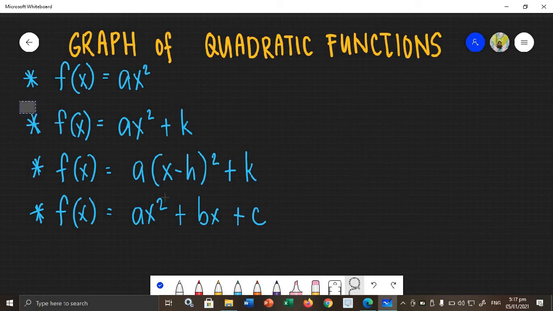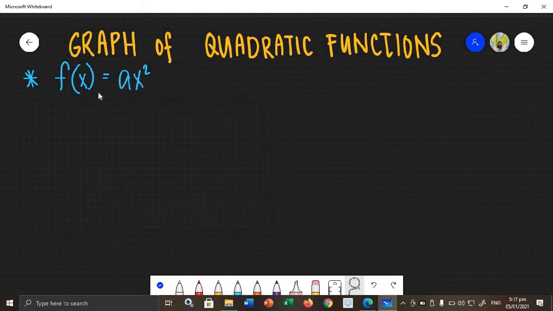But first, let's sketch the graph of this form of quadratic function. So let's say we have the given y is equal to 2x squared. Don't be confused with the f of x or y, they are just the same. Equivalent ni f of x si y. So, huwag kayong magtataka kung yung nasa form in this one, f of x yung nakalagay, and then yung nasa given ay y. They are just the same.